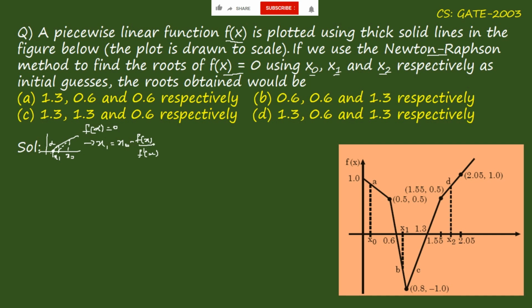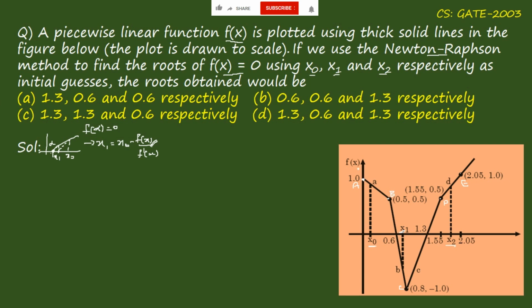But in this particular question, f(x) is not given, but the graph is given. So graphically, we have to find the roots of the function. We have to find the values of x0, x1, and x2. First we find the value of x0. Consider this point as A, this point as B, this point as C, this point as D, and this point as E.